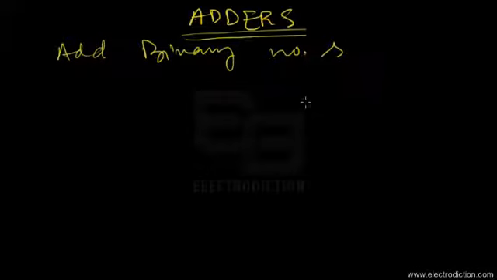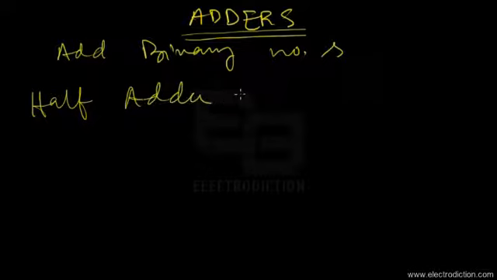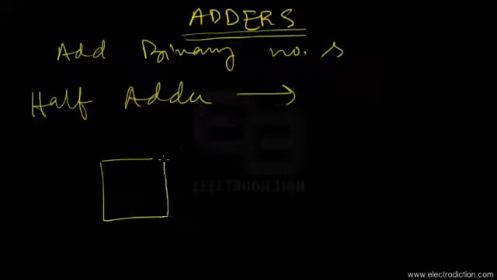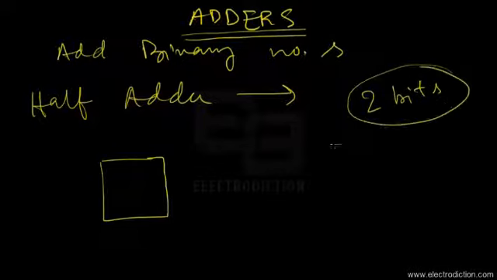So without much further waste of time, I will move on to the first type of adder that was created. That's the half adder. The half adder is a digital circuit which is just capable of adding up to 2 binary bits. It can add only up to 2 bits.